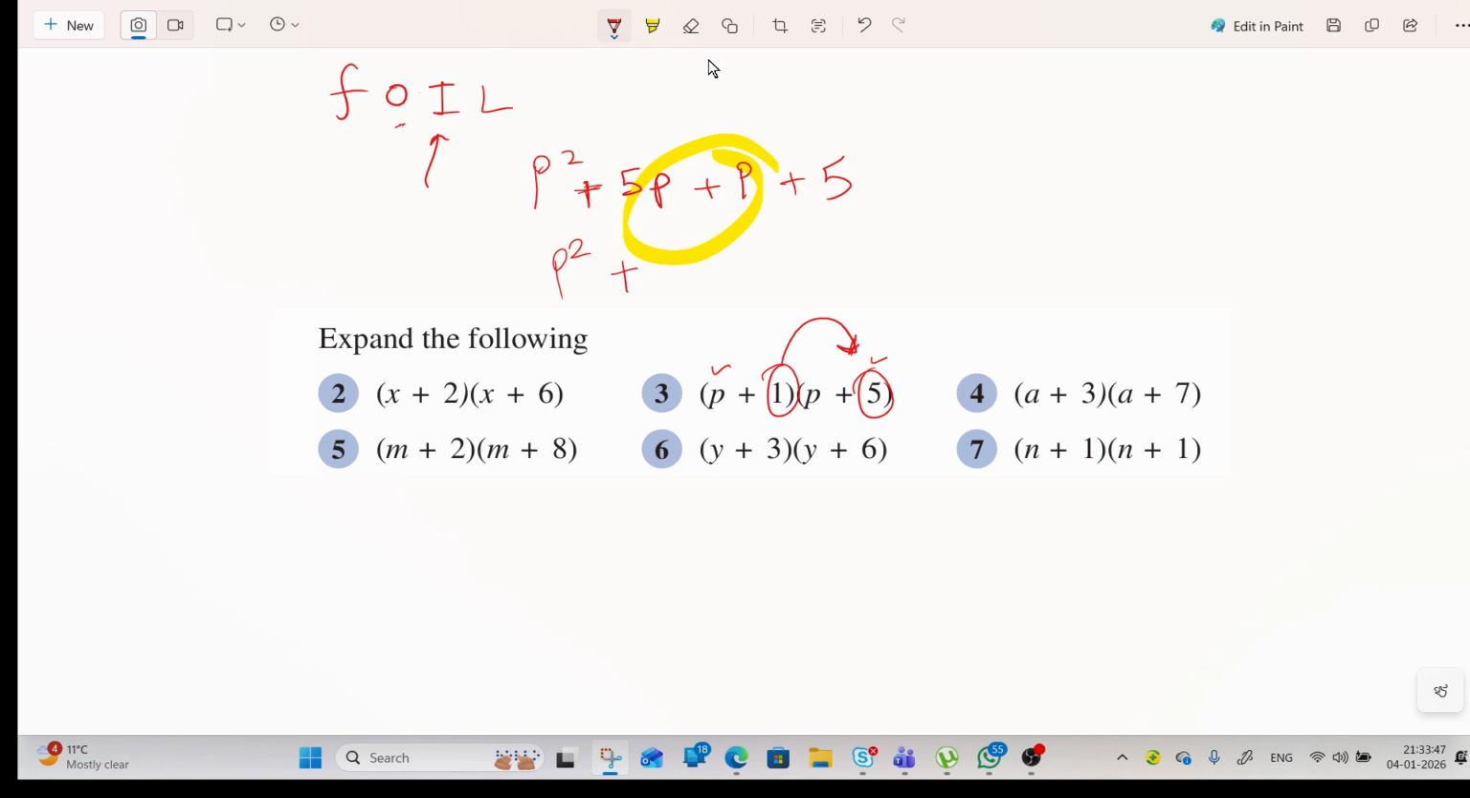No, you are adding. You get p squared when you multiply. 5p plus 1p. Yes, be quick. 6p. Yes, 6p plus 5.